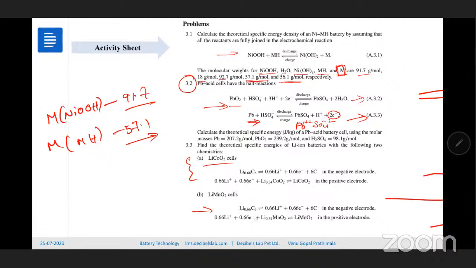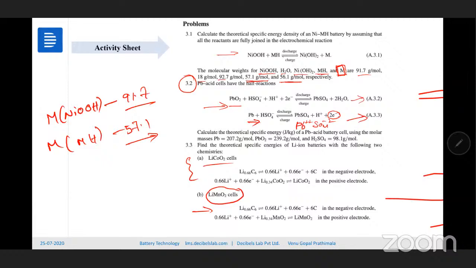In lithium ion technology, the anode is like a lithium carbide and the cathode is metal oxides. So it can be lithium cobalt oxide, lithium manganese oxide, or lithium nickel oxide. It can be anything. And there are nickel manganese cobalt and nickel cobalt aluminum. There are different types of cells. So here they're asking us to do lithium manganese oxide cells, and they have given the governing equations for these things also.